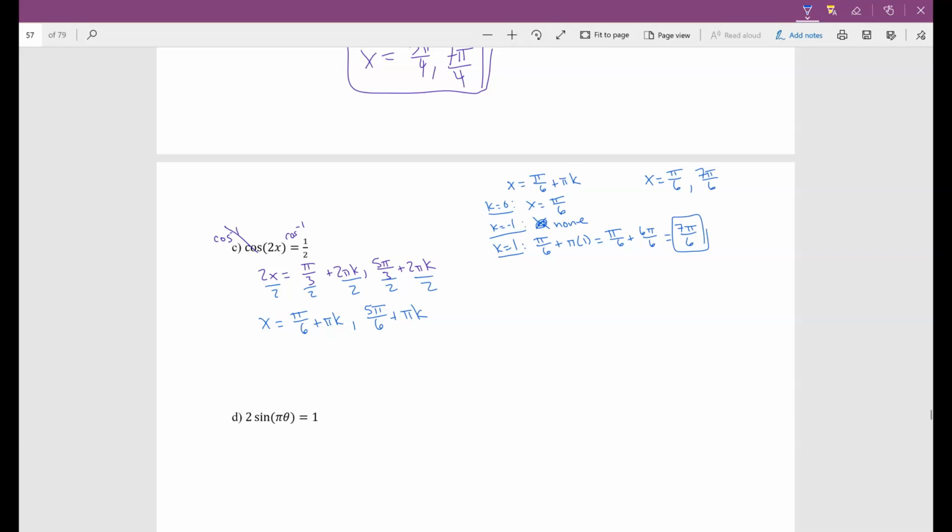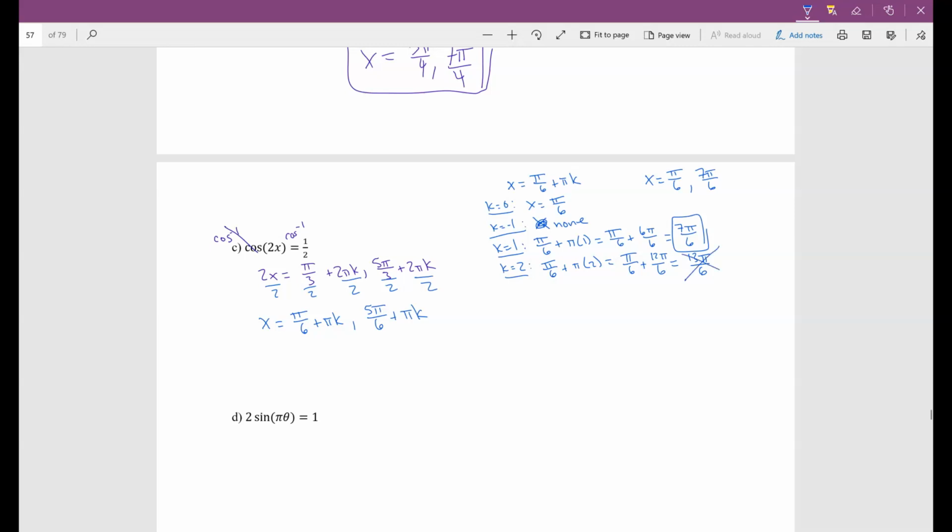All right, now what about k equals 2? Am I going too far? Let's see. Pi over 6 plus pi times 2. The way that we write this, 6 multiplied by 2 will give me 12 pi over 6, so this is going to give me 13 pi over 6. So this one clearly is way above the interval.